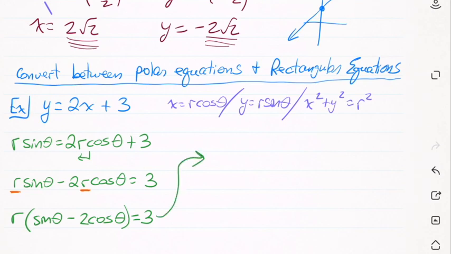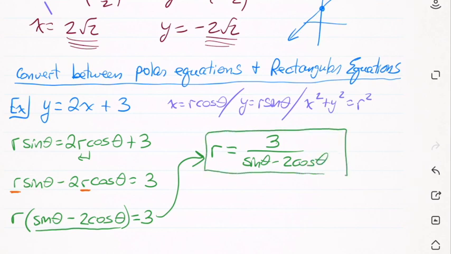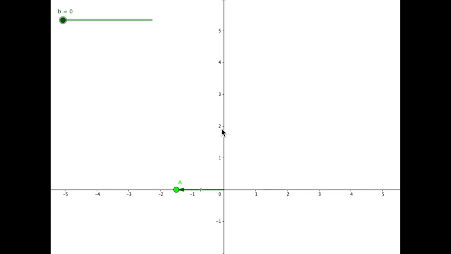So if I finally solve for r, I divide both sides by that expression to get it away from the r. You're going to get r is equal to 3 over sine of theta minus 2 cosine of theta. And the graph of this in polar coordinates, plugging in thetas and generating r's, would be the exact same thing as graphing this in rectangular coordinates. Both of them are the representation of a line with a slope of 2 and a y-intercept of 3. Kind of cool.